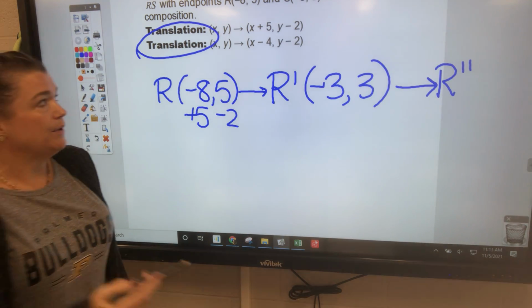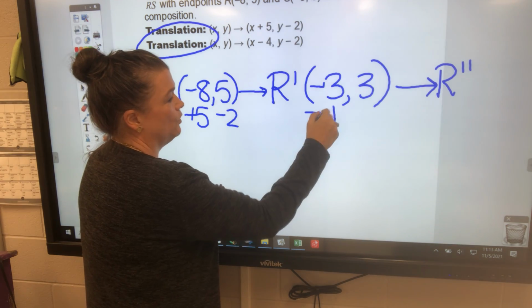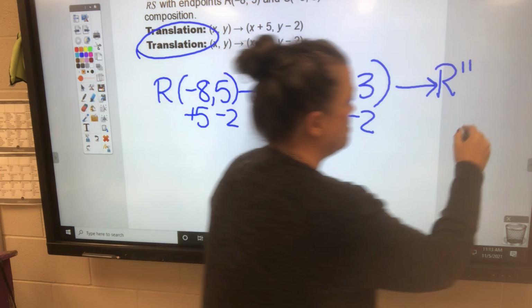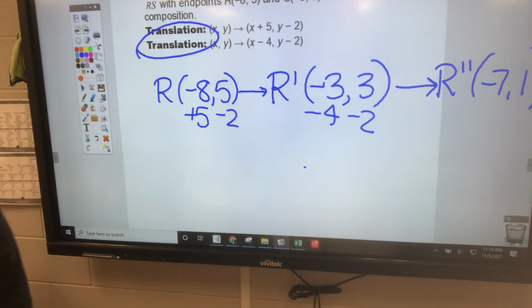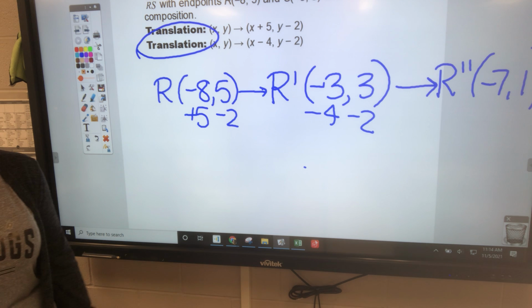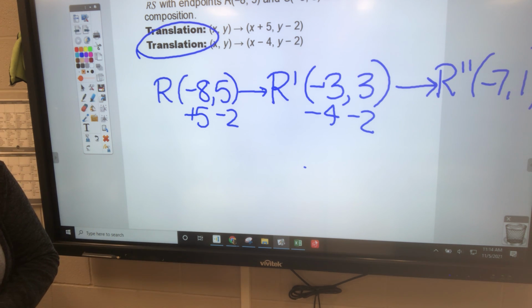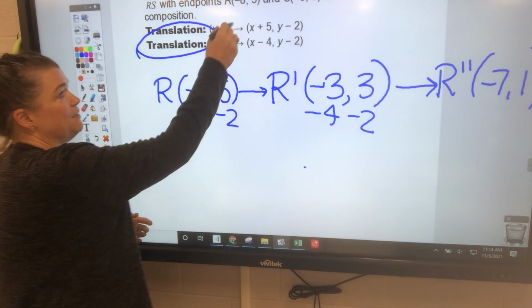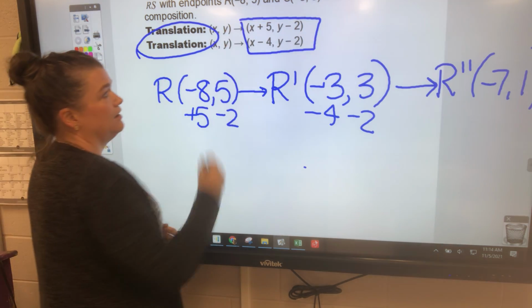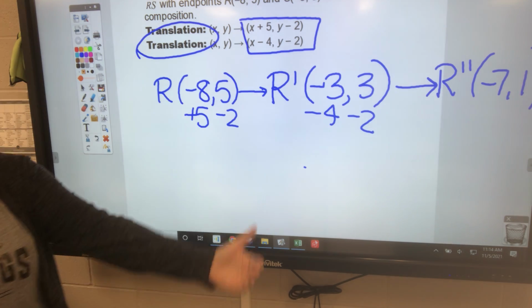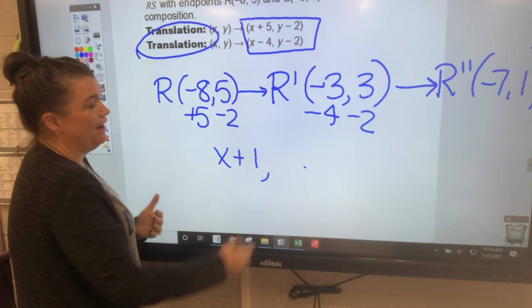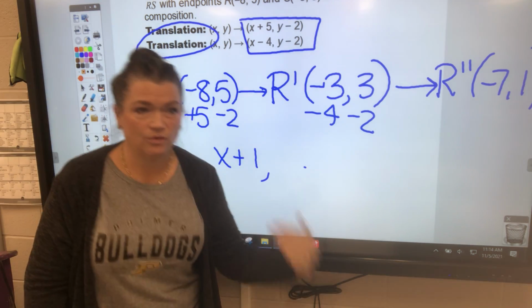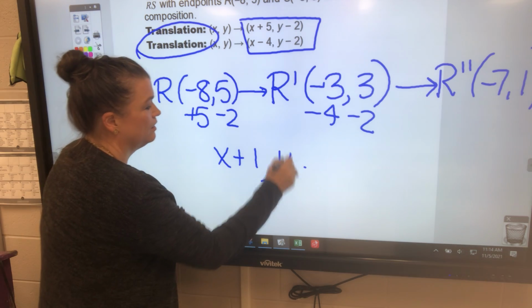And so now, what are we doing to this point? We're going to -4, -1. Okay, now, the thing about translations, when you have a composition of translations, we could actually put them together into one. We could combine it into one. So what that means is I could look at this and say, you know what, if I go +5 and -4, and if I go y -2, I really did.